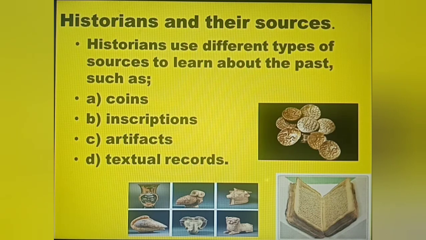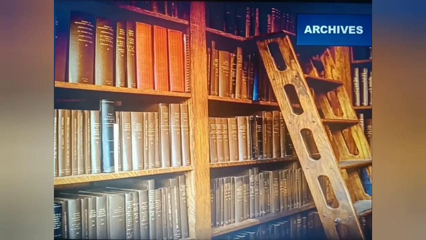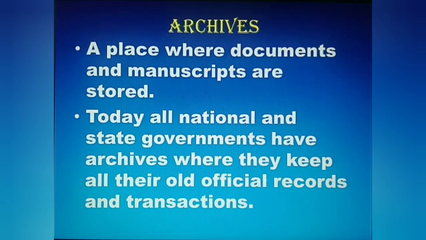Through this period, paper gradually became cheaper and more widely used. Manuscripts were collected by wealthy people, rulers, monasteries and temples. They were placed in libraries and archives. What do you mean by archives? Archives are places where documents and manuscripts are stored. Today, all national and state governments have archives where they keep all their old official records and transactions.